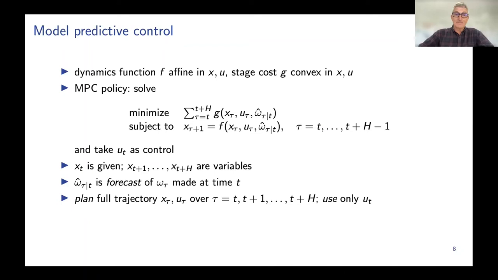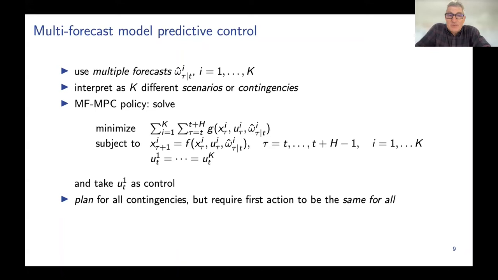Now, there's been a lot of work on variations on that, on making this robust. I'll mention one that, as a theoretical matter, is extremely unsophisticated, and as a practical matter actually does really well. It's multi-forecast model predictive control, which we call, or are trying to propagate as, MFMPC. And yes, that is a joke.